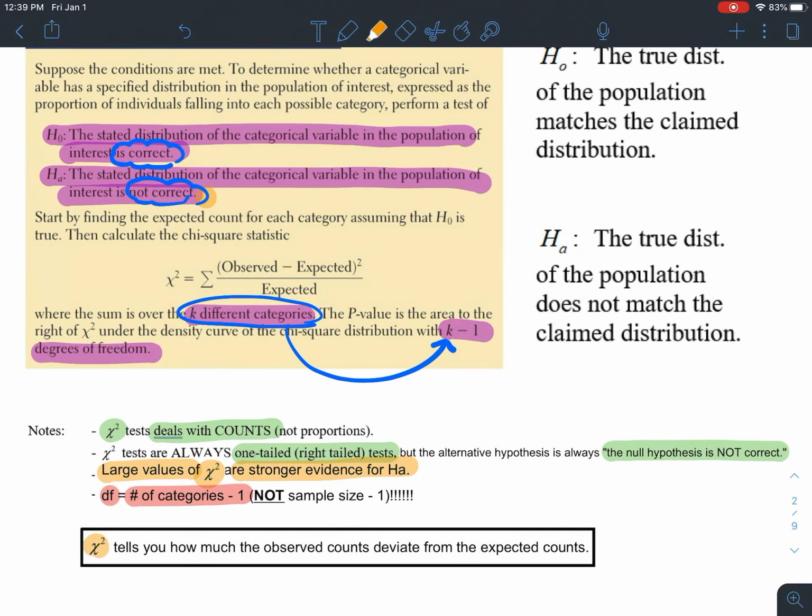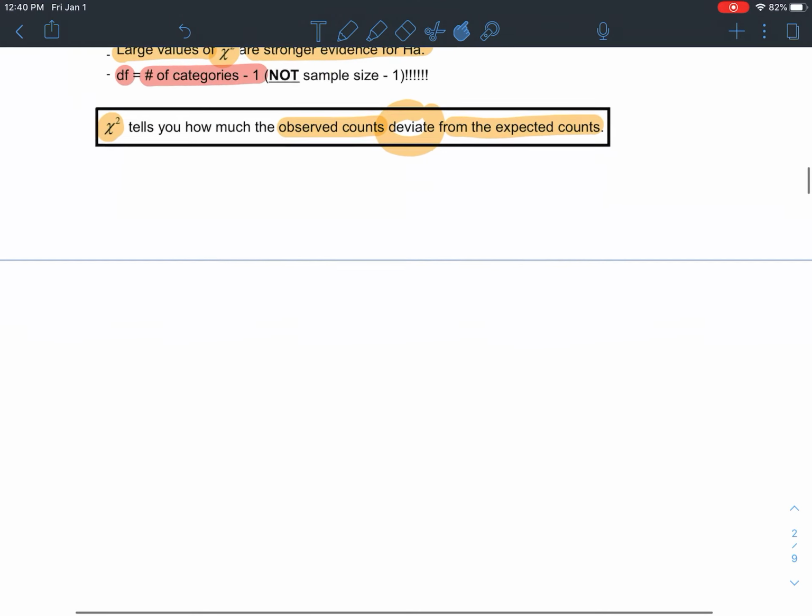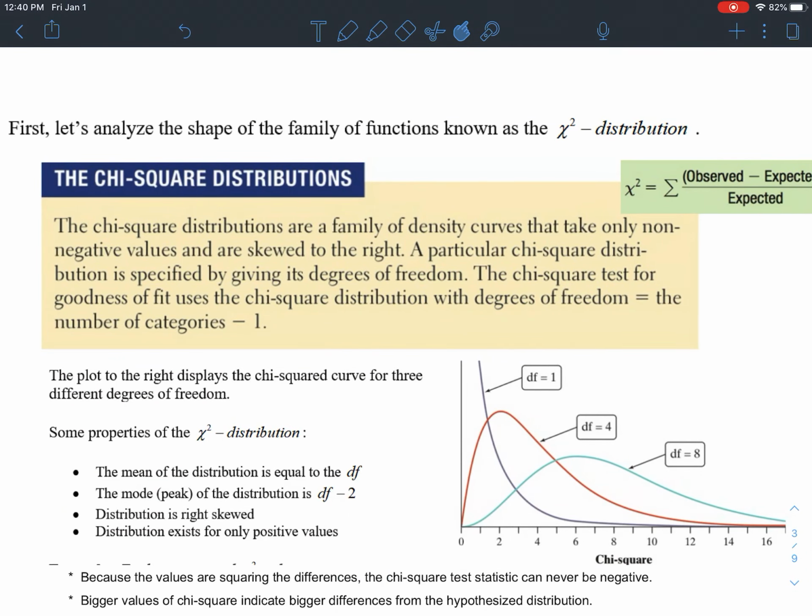not the sample size minus 1. Please note that what the chi-squared test statistic tells you is by how much what you're observing is deviating from what is expected. So if that chi-squared number is large, then what you are observing is really deviating from what you were expecting to observe. That means what we got in our sample is much, much different than what we were expecting to see based on your claim. That's providing stronger evidence in favor of the alternative, which says that the null hypothesis, that claim, is not true.